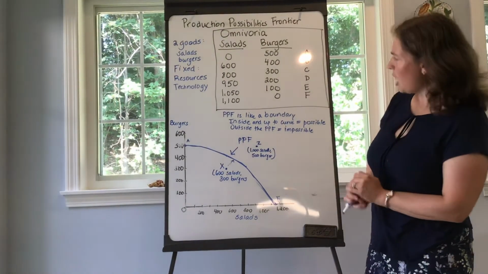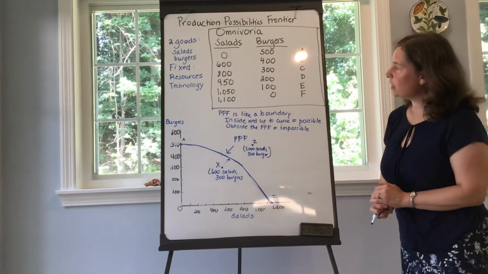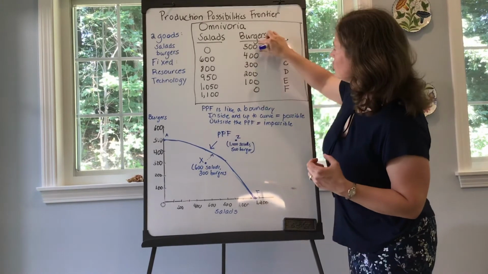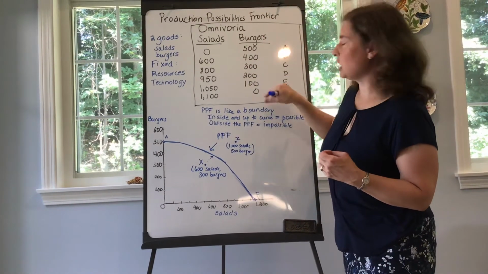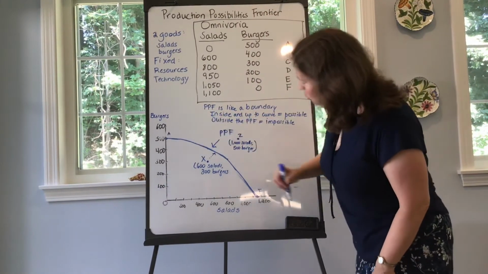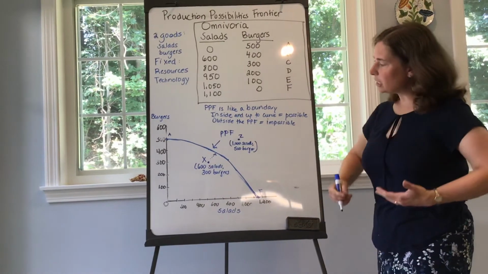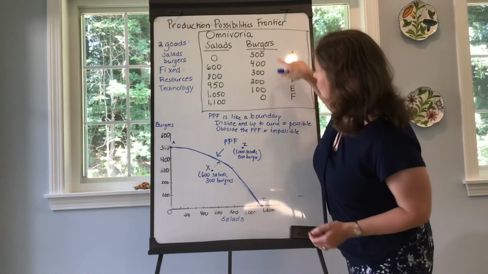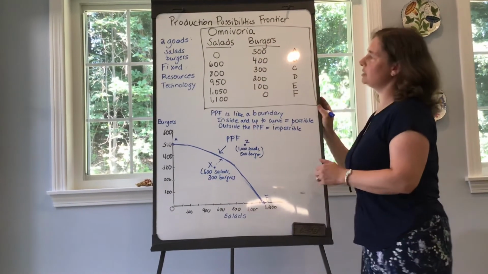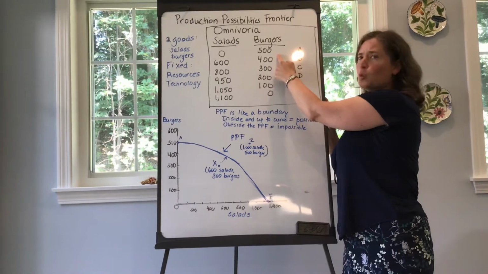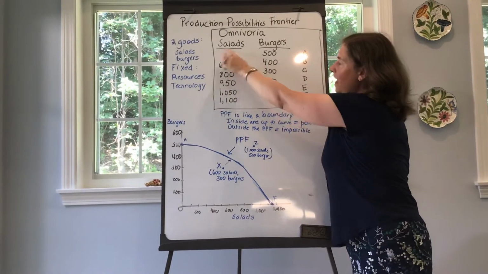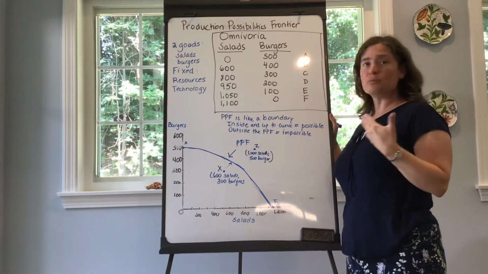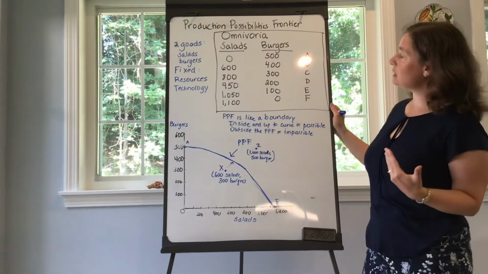Okay, a couple other things I want to point out about our production possibilities frontier, going back to this difference in terms of the interval or rates of change. Because this is not a straight line, it's showing me or indicating that the opportunity cost is changing. In fact, if I look at my table here, I can see when I give up the first 100 burgers, that allows Omnivoria to produce 600 salads. It goes from 0 salads all the way up to 600.